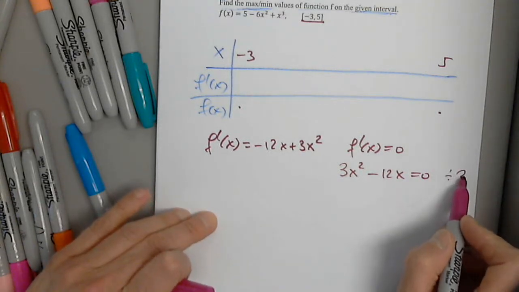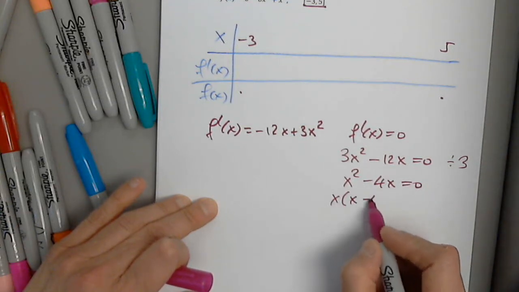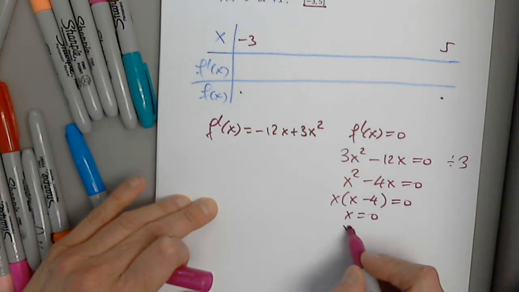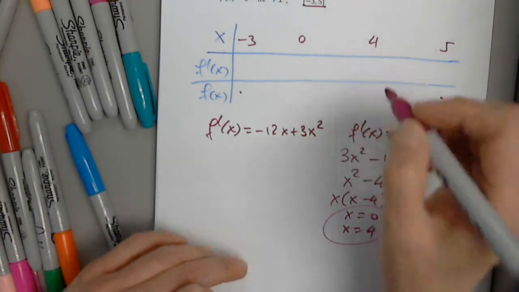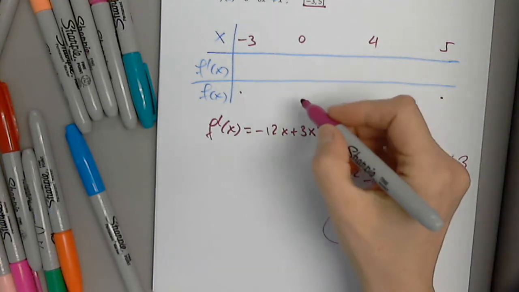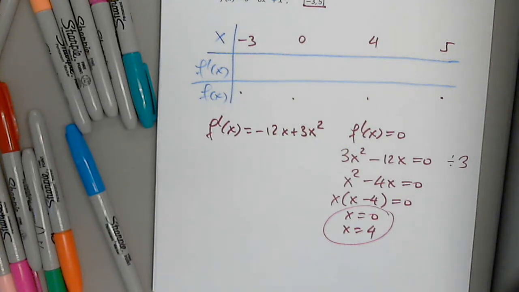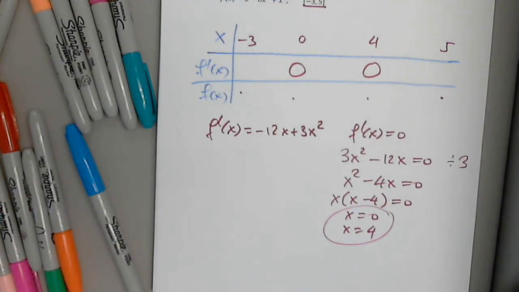I will definitely divide both sides by 3 to simplify things. I will factor out x. And of course, I get 0 and 4. It happens that both critical numbers are in the domain. If one of them is not in the domain, then I cannot put it. And 0 and 4 are somewhere between -3 and 5. The next step, I will put the function in the graphing calculator and determine the y values for all these four. Of course, I will also write 0 and 0 under 0 and 4 for the derivative.